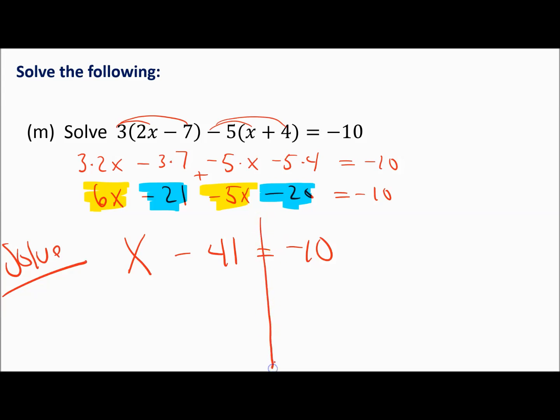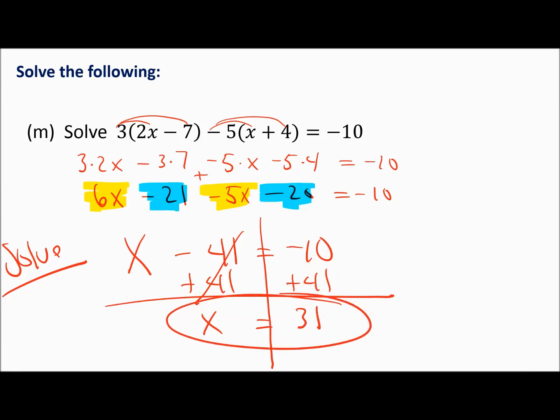So I draw my line. I'm trying to get this x alone, so I add 41 and I add 41. Those cancel. On the left I'm left with x. And I'm adding a negative 10 and a positive 41. So really we subtract the two numbers. 41 minus 10 is 31. The larger one, 41, is positive, so my answer is positive 31.